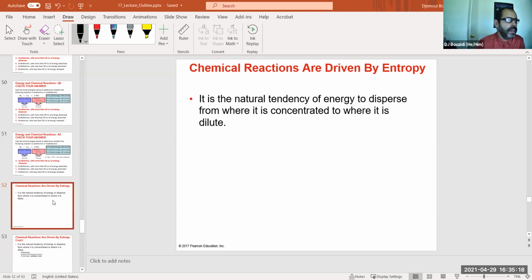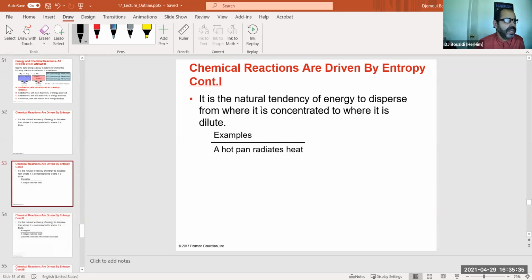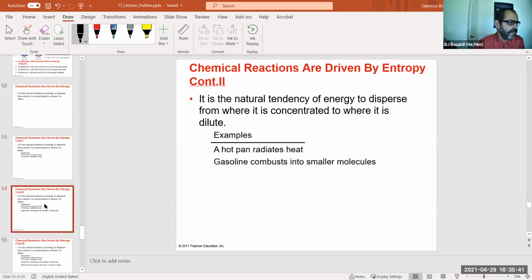So again, it is the natural tendency. So again, the entropy, it is the natural tendency to disperse from where it is concentrated to where it is dilute. This is another way of expressing the entropy. And I know we mentioned it when we were doing thermodynamics. So again, it is the natural tendency of energy to disperse. So examples, a hot pan radiates heat.